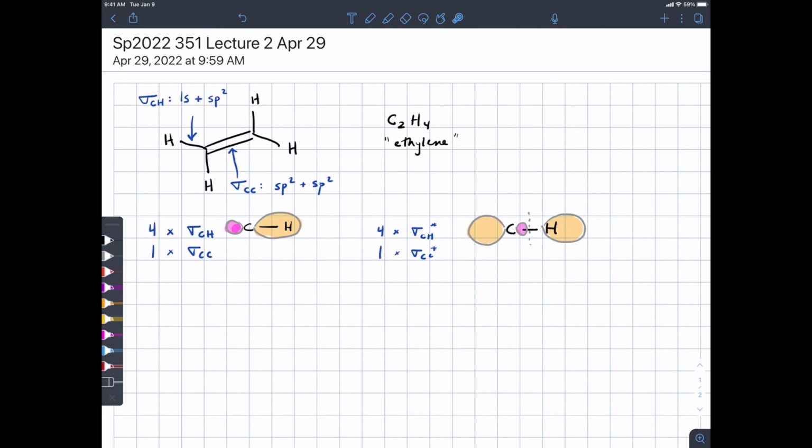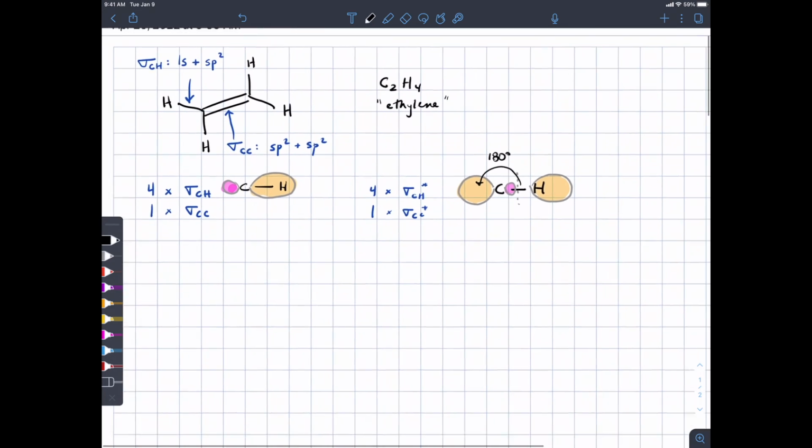I want you to know what the shape of a sigma star is. And I want you to pay attention to the fact that there's a node between the two nuclei. And I want you to pay attention to the fact that a huge portion of that empty sigma star is projecting 180 degrees away from the actual bond. So it's on the back side. That will become important to us later.